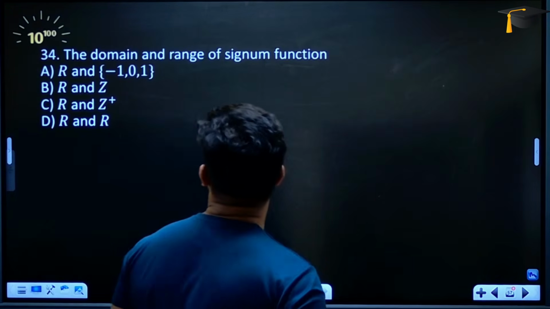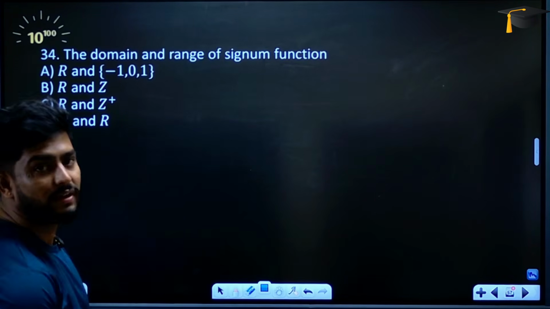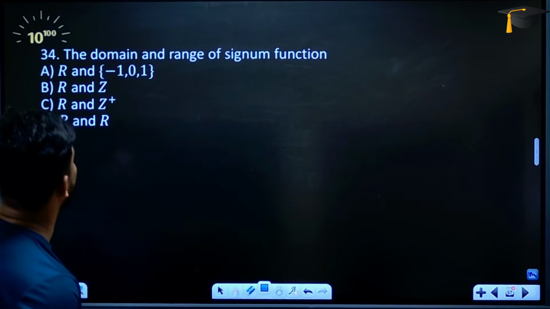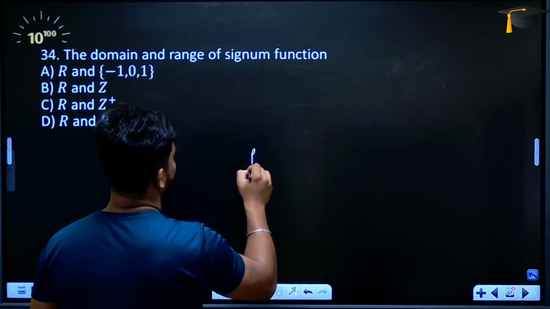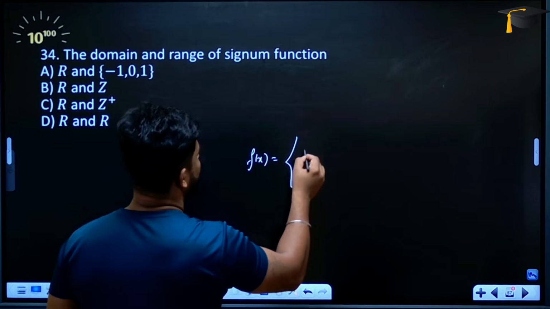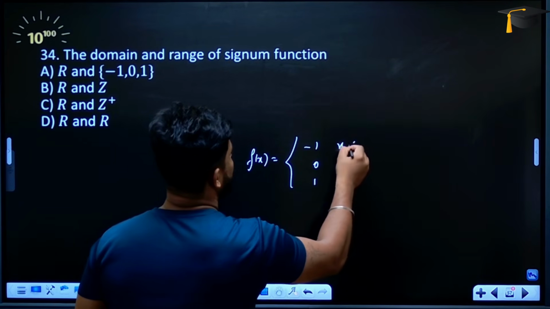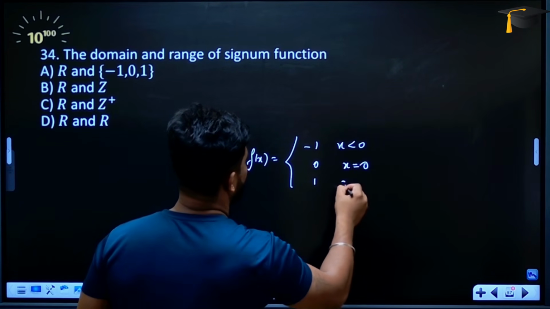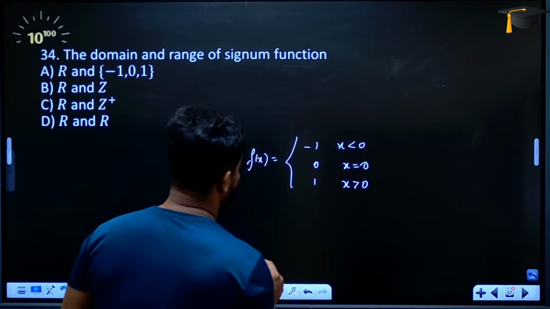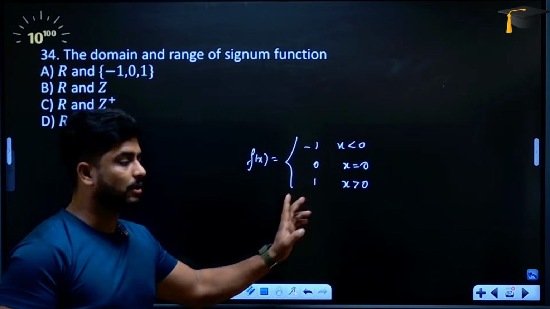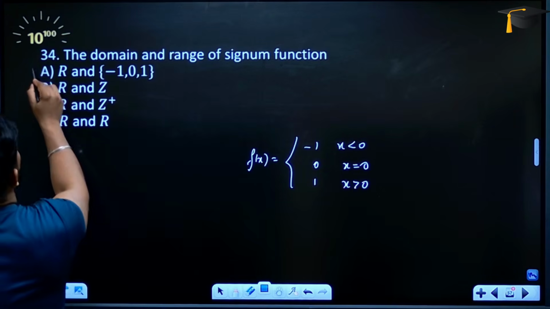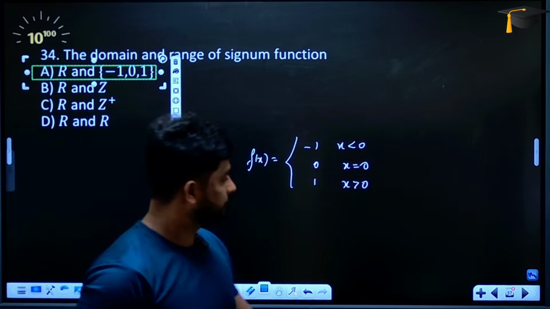Next. Domain and range of the signum function. The signum function f of x will give us only -1, 0, 1, when x is less than 0, when x is equal to 0, and when x is greater than 0. So any input we can give, but the output is only -1, 0, and 1. So in that case, option A is the right answer.